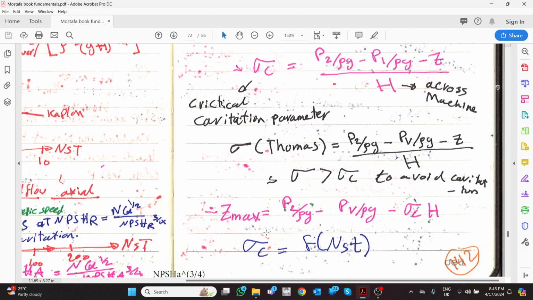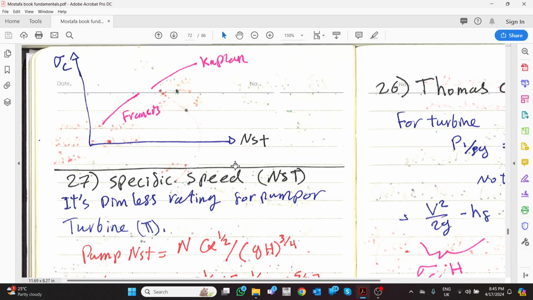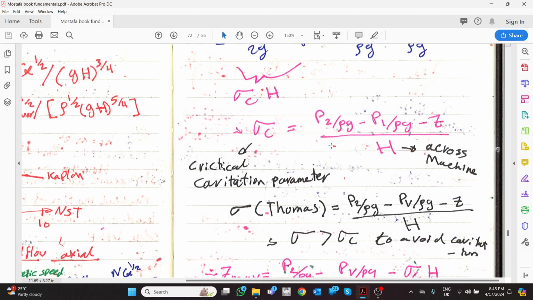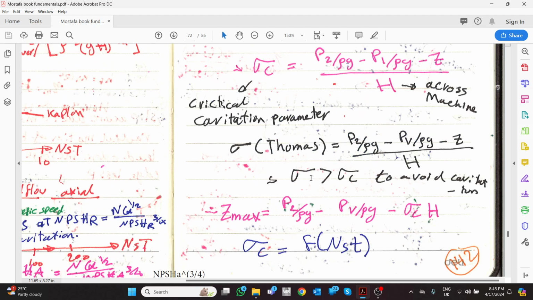Then you will ask yourself, I know the specific speed and I know the turbine which I'm going to select. Is this turbine safe or not safe for cavitation? Same concept. You will find Q_c, for example for a Francis turbine or Kaplan turbine. When you have Q_c from this one, you calculate sigma_c. You can calculate sigma Thomas and check: is the Thomas cavitation parameter bigger than sigma_c or not? If it is bigger than sigma_c, voila, you are safe and the turbine is safe.